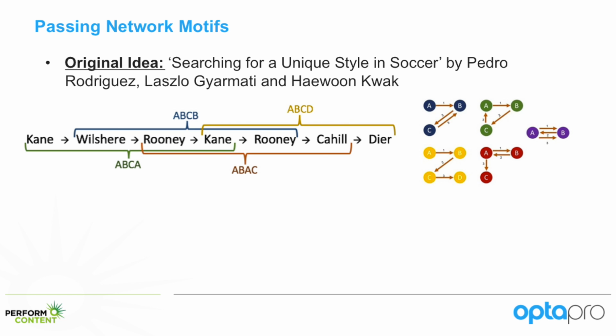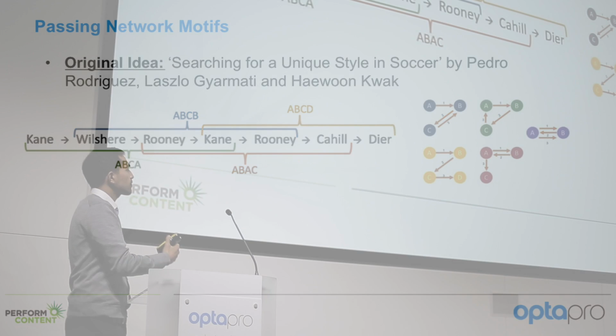So it starts with one player, Kane, we'll call him player A, goes to a second player, Wilshere, call him player B, a third player, Rooney, call him player C, and then it goes back to that first player, Kane. So we'll call that an ABCA, right?